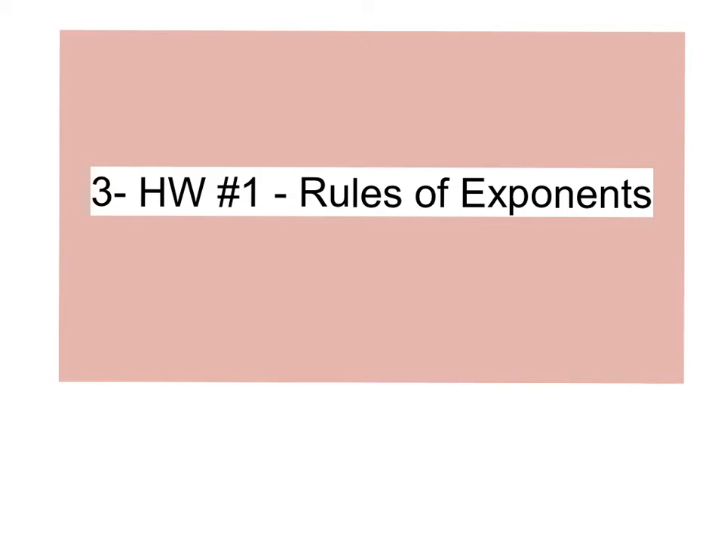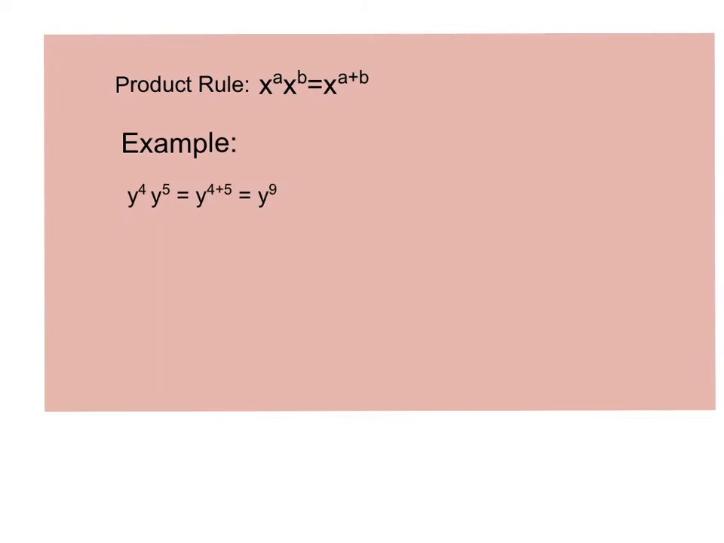Most, if not all, of this stuff should be review for you, but then we're going to probably extend it just a little bit from what you've done before to get into some more complicated questions. The first rule we're going to talk about is the product rule, and that basically means if you have x to the a times x to the b, it's equal to x to the a plus b.